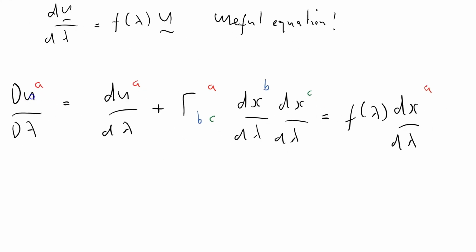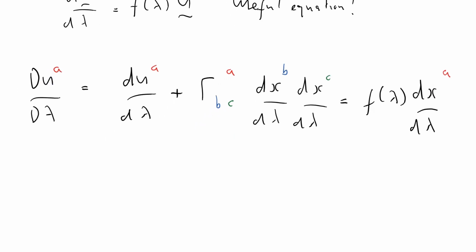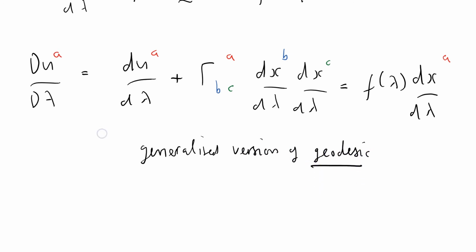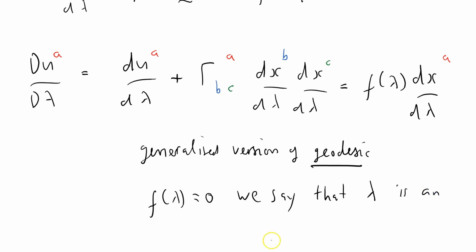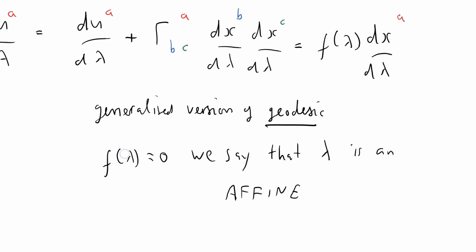So this is a generalized version of the geodesic. And we've got a new word to play with. If f of lambda equals 0, we say that lambda is an affine parameter. I never know whether to say affine or affine, but I say affine parameter.